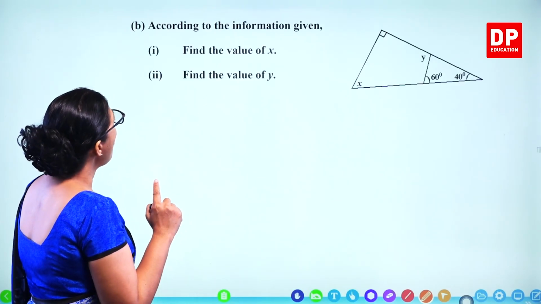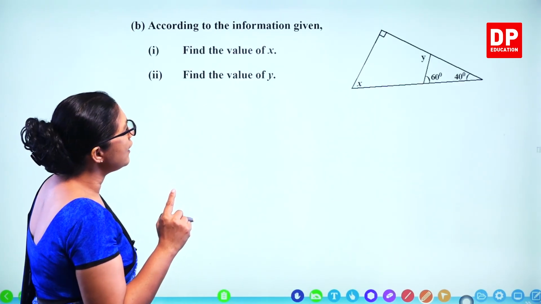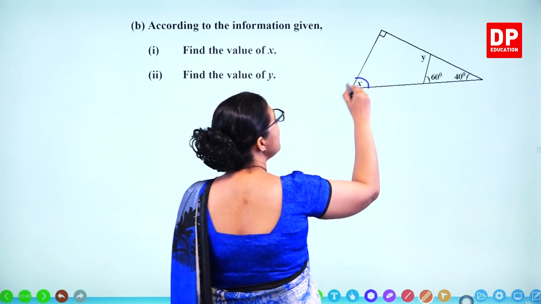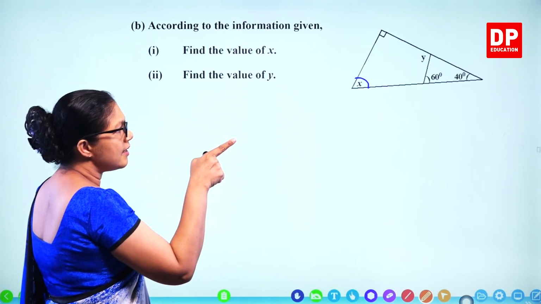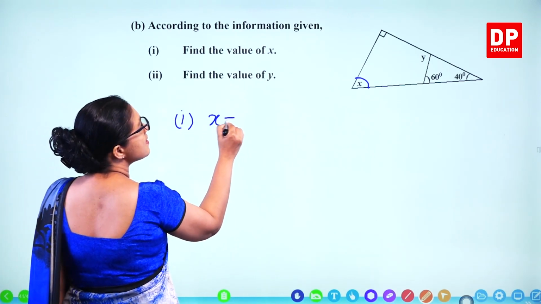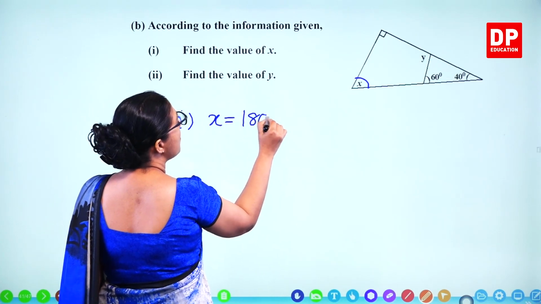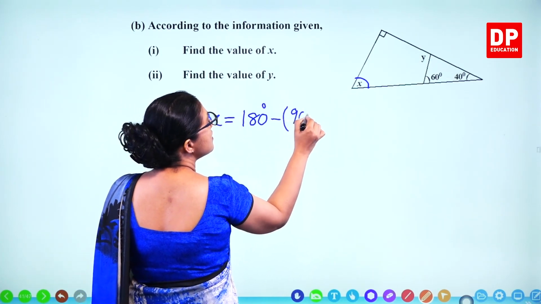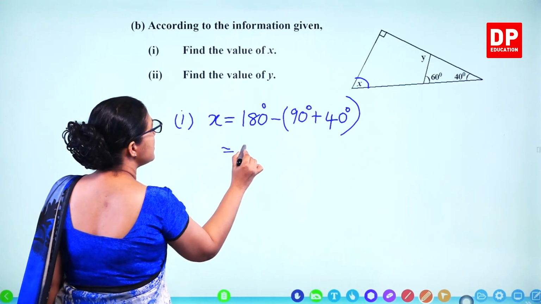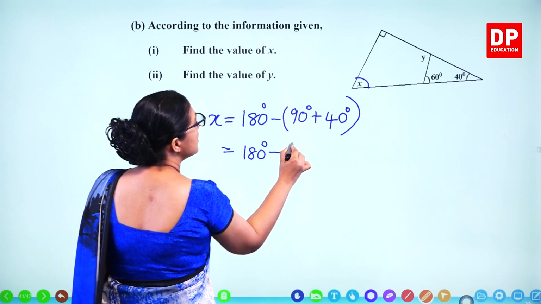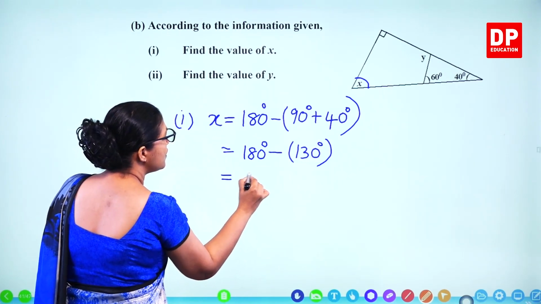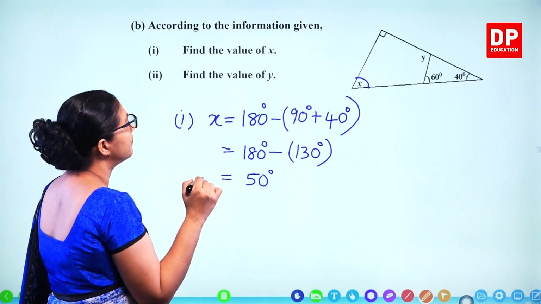Next part. According to the information given, find the value of x. So you need to find out this value. Now look at the big triangle. The other angles are 40 and 90. So what is x? x is 180 minus 90 and 40. 90 and 40 is 130. So you get 50 degrees.